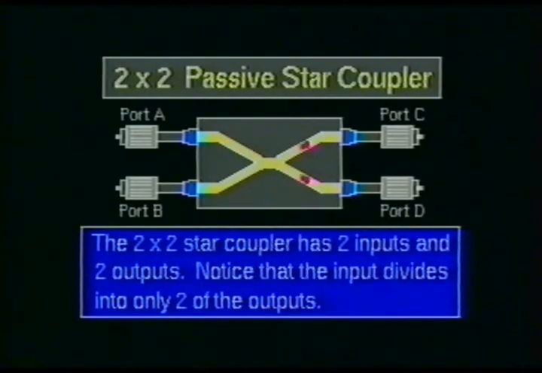Here you see a simple 2x2 passive star coupler. Notice that if the optical data enters either port A or port B, the optical data will split and exit both ports C and D. You may have also noticed that this style coupler is somewhat bidirectional, in that the signal can also enter ports C or D and exit ports A and B.